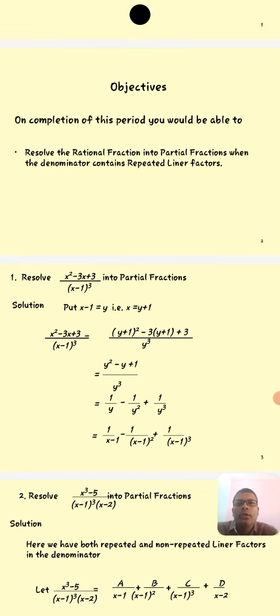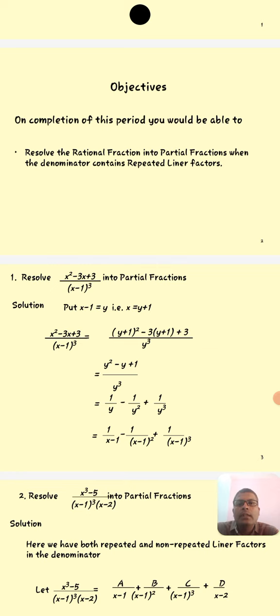Now we go to the objectives. On completion of this period, you would be able to resolve the rational fraction into partial fractions when the denominator contains repeated linear factors.